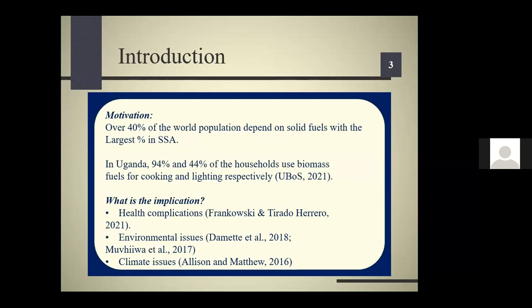Because of all these issues that relate to the consumption of unclean fuels, it becomes a challenge for us to continue like this. When I talk about solid fuels or unclean fuels, I am really referring to firewood, charcoal, cow dung, coal and many other forms of fuel that are not clean and are being used to meet domestic household needs.